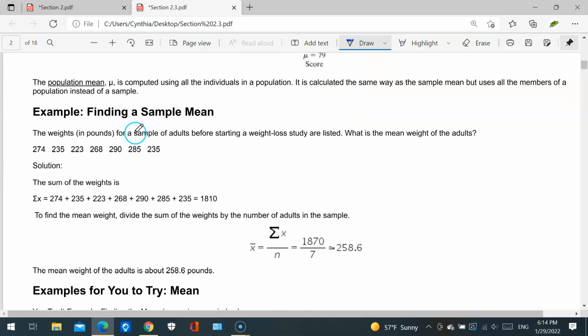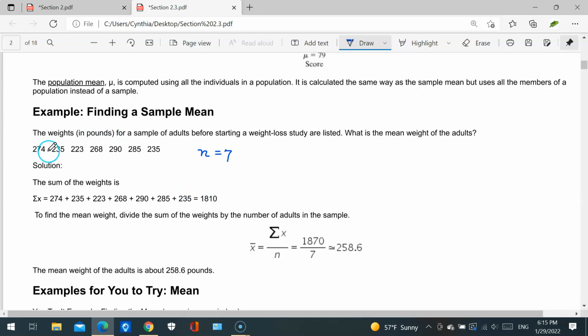Alright, so we're finding the sample mean. The weights in pounds for a sample of adults before starting a weight loss study are listed. What is the mean weight of the adults? So here we only have the sample. This is a sample set. So we have seven data values, so our sample size is n equals 7.